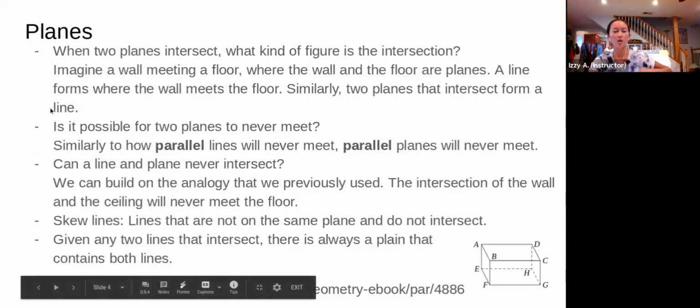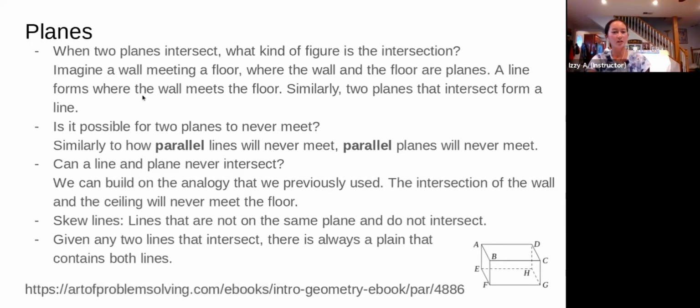Okay, planes. When 2 planes intersect, what kind of figure is the intersection? One way to imagine this is a wall meeting a floor where the wall and the floor are planes, and a line forms where the wall meets the floor. Similarly, 2 planes that intersect form a line. Is it possible for 2 planes to never meet? Similarly to how parallel lines will never meet, parallel planes will never meet.